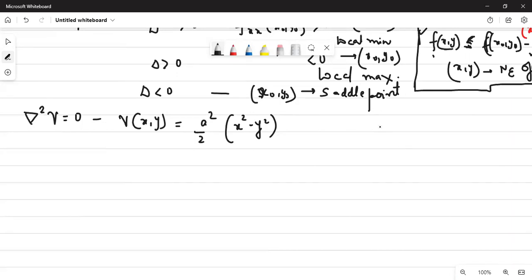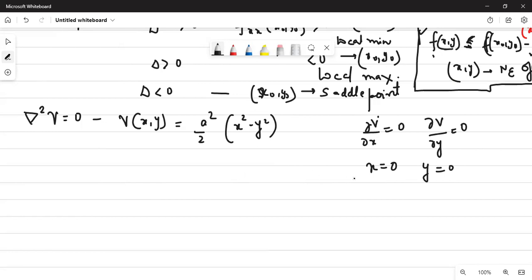How to evaluate the critical point? In one dimension, we only had one derivative. Here, we will have two derivatives. So, del v upon del x equal to 0, and del v upon del y equal to 0. And this will yield us x equal to 0 and y equal to 0. So, clearly, the origin is a critical point.